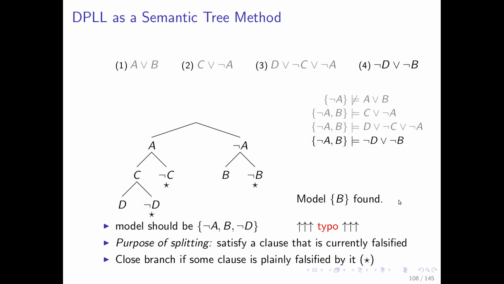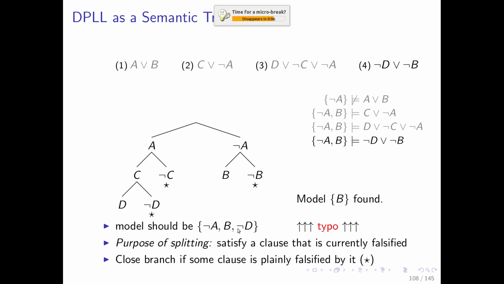Now again, there's a typo here. Peter's written model B found, but really the model that we found is not A, B, not D. Why? Because this contains an implicit not A, so we're going to make it explicit, and this contains an implicit not D, so we're going to make that explicit. All right? Now this is a proper interpretation because it makes every formula A, B, or D true or false.